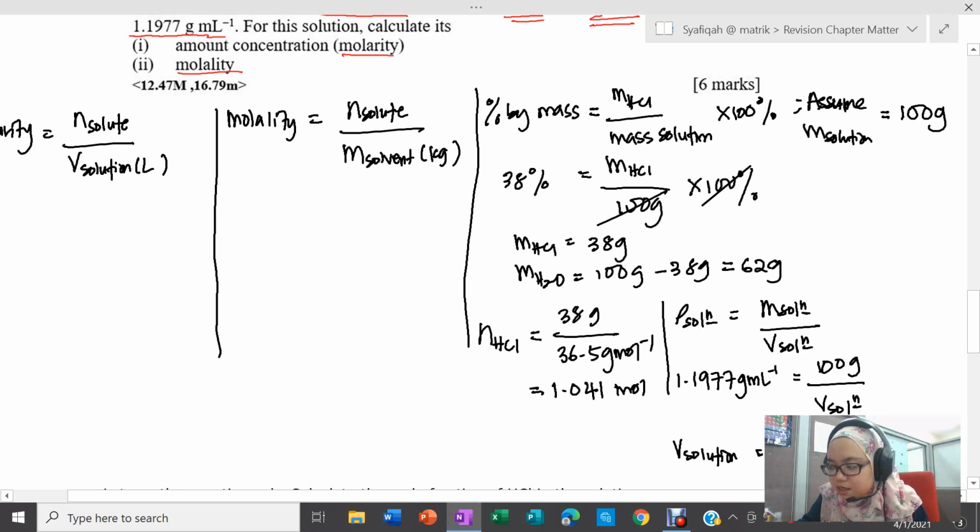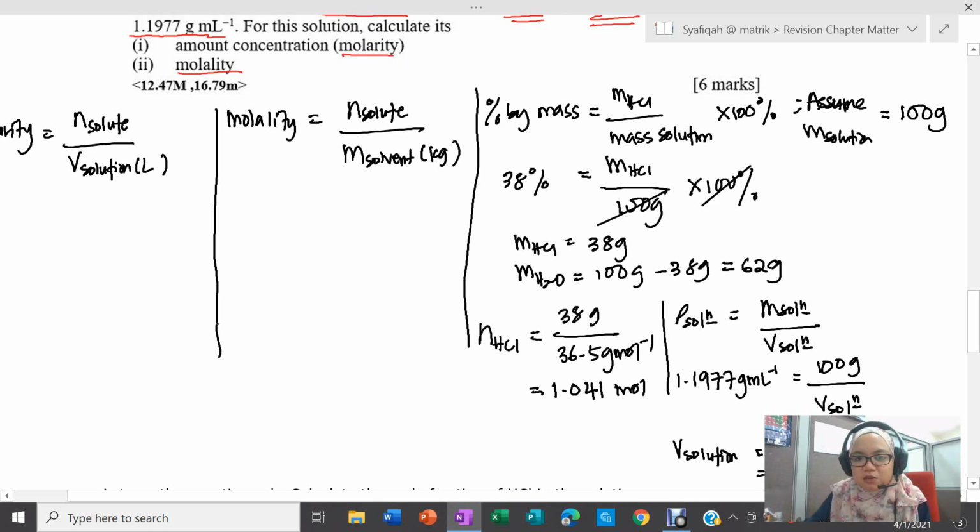You will get 83.49 ml. Tapi kita tukar dalam liter, betul tak? So tukarkan siap-siap dalam liter. Dapatlah 0.08349 liter, sorry. Okay, dah dapat volume solution.